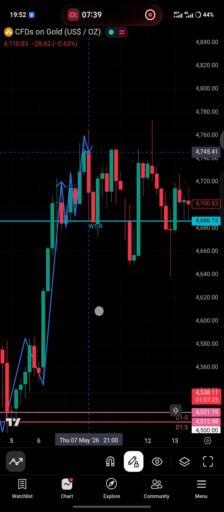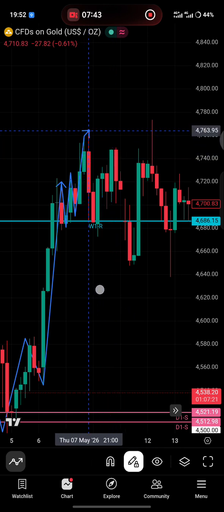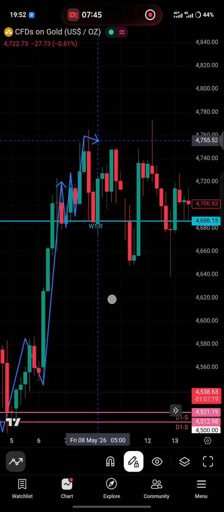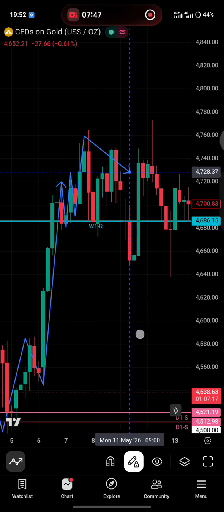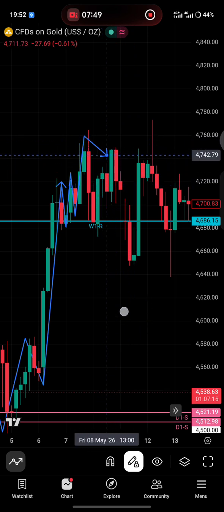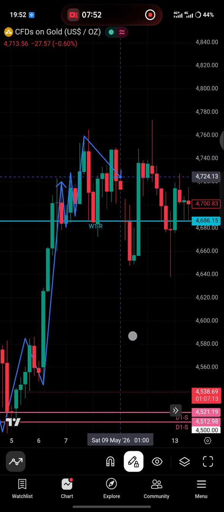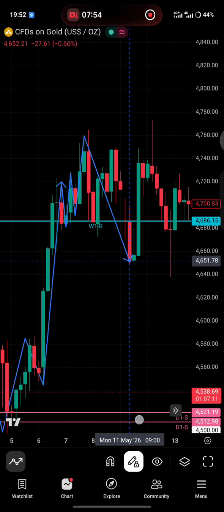Was able to break resistance but wasn't able to break high, wasn't able to break past previous high over here. Then start forming a bearish reversal once more, right? And after forming a bearish reversal, it dumped, as you can see.